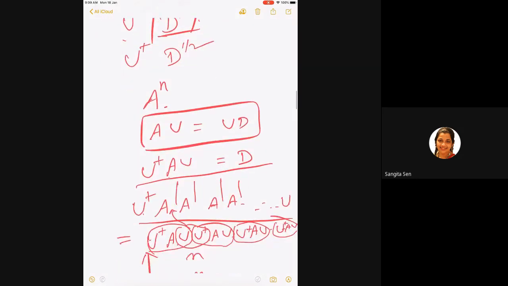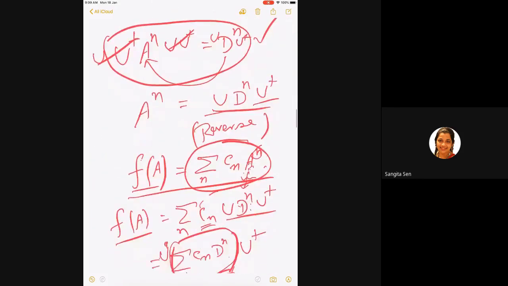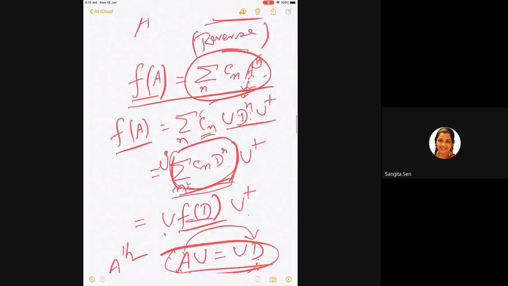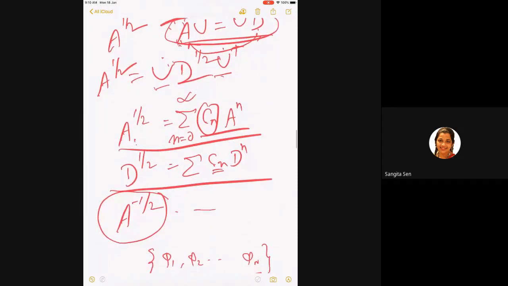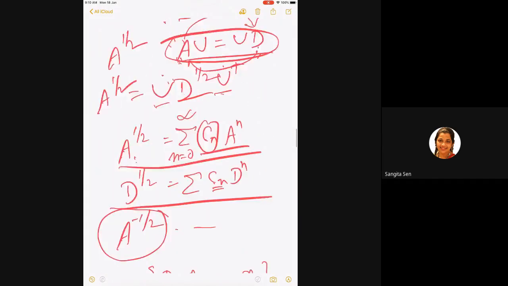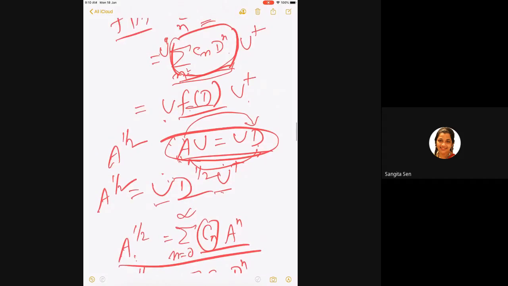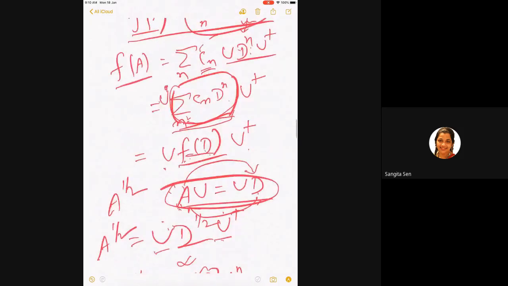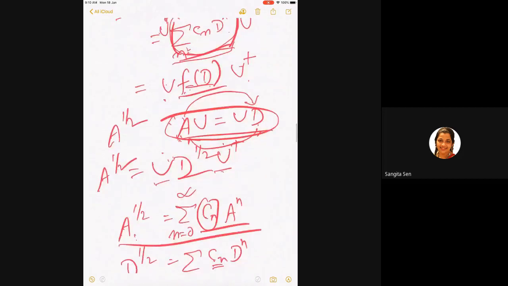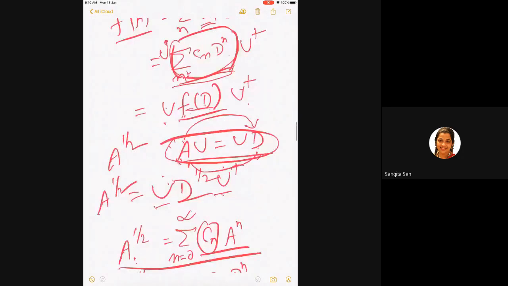Then we did something for a function of a matrix. If I have a function of a matrix, you first diagonalize the matrix A, then calculate the same function of the diagonal matrix and back transform. So do the unitary transformation in the reverse manner, where U will be on the left and U dagger on the right, so that the function of this matrix can be written as U times the function of the diagonal matrix times U dagger.